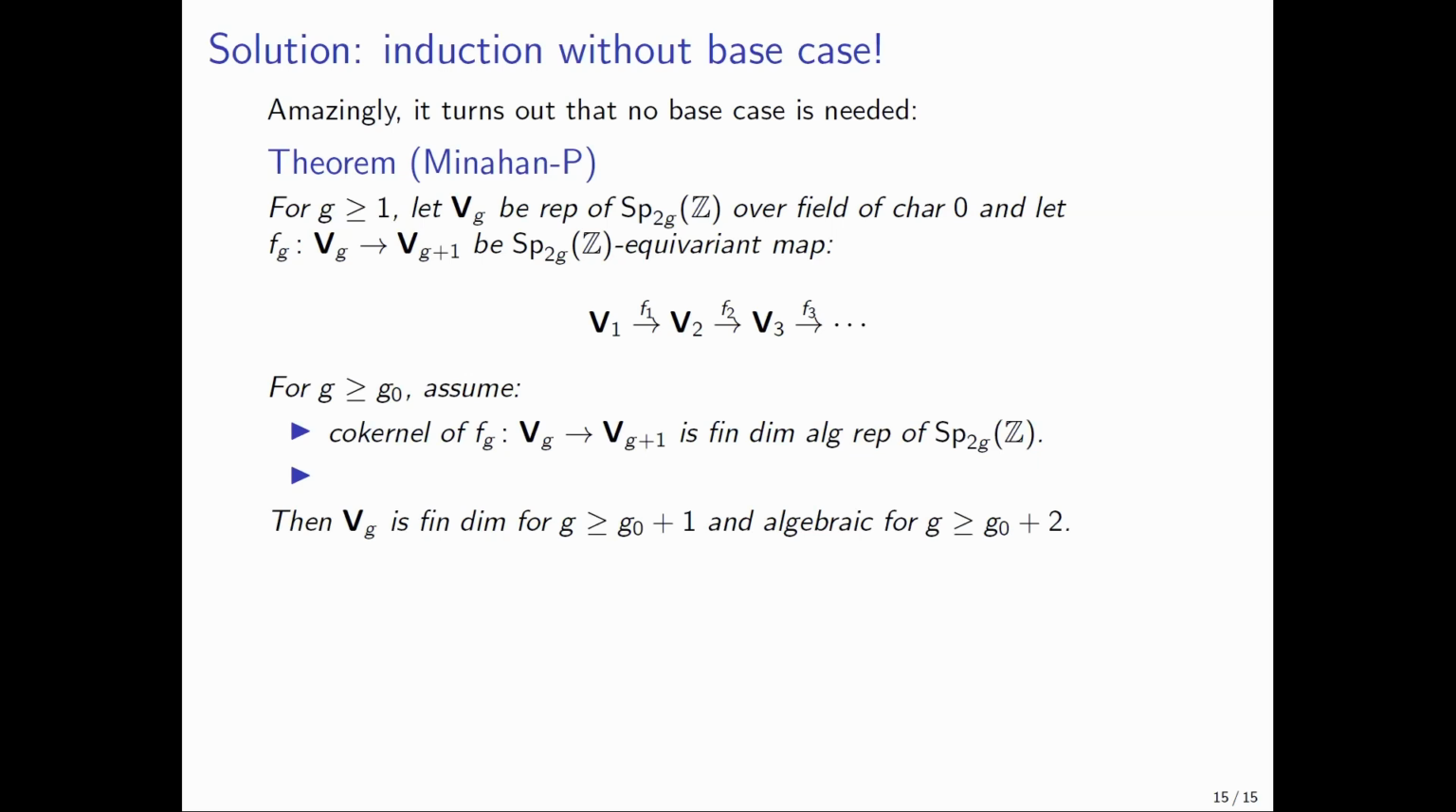So for instance, these could be an infinite dimensional trivial representation of some Lie group in every genus, right? The maps could be identity. So this is not a true statement right here. You need something, but you actually need very little. It turns out that all you need is to rule out exactly that problem. You need to rule out infinite dimensional trivial representations. So you have to assume that, well, not the invariants, but the coinvariants, the Sp_{2g} coinvariants, are finite dimensional for large g. Then this is true.